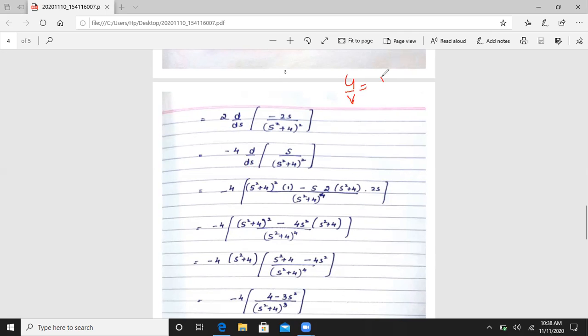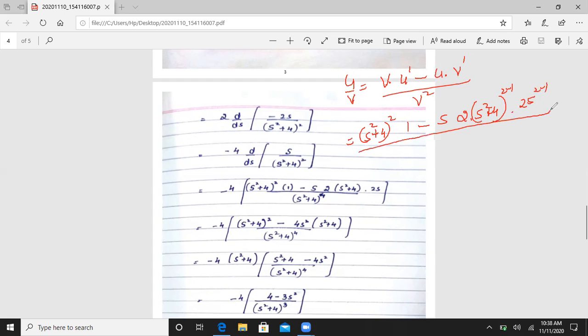U by V formula: V into U dash minus U into V dash, divided by V square. V is s square plus 4 whole square. U dash is 1 minus U is s. V dash is 2 into s square plus 4 to the power 2 minus 1, differentiate of s square is 2s, divided by s square plus 4 whole square to the power whole square.